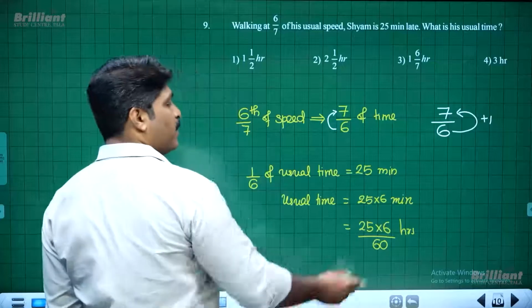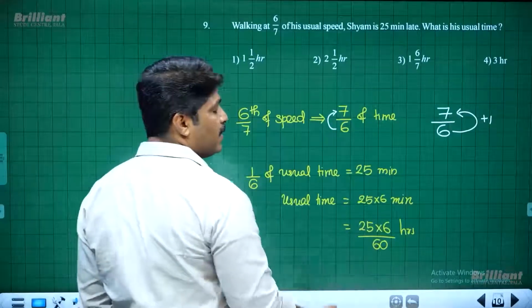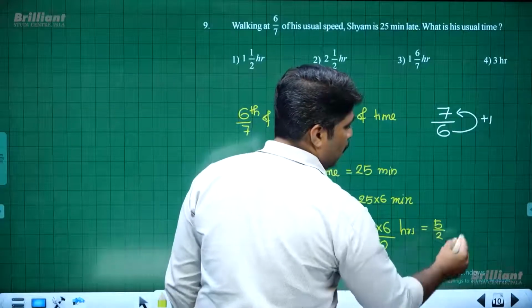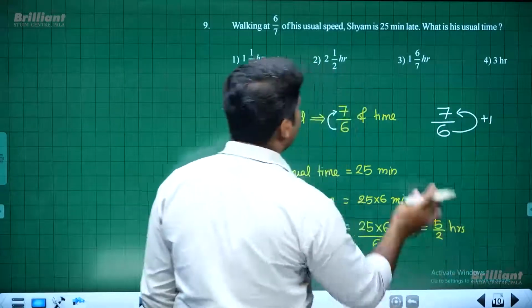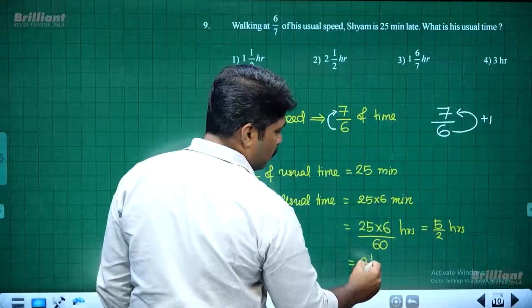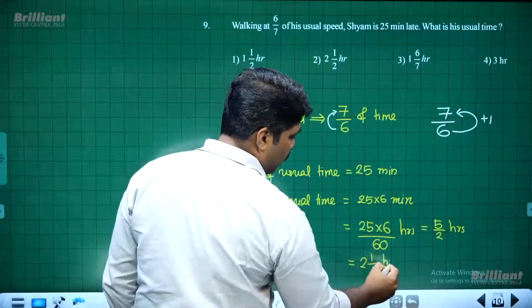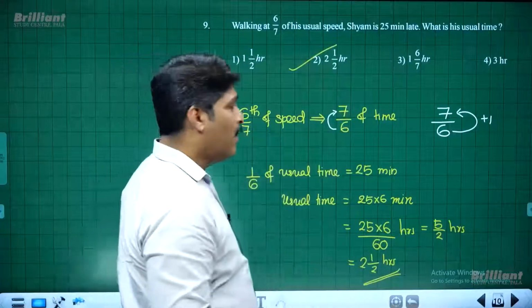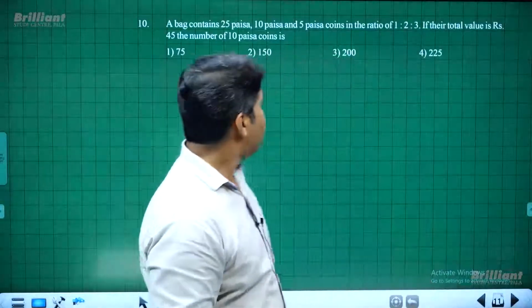Observing this, 25 by 10, which is equal to 5/2 hours. How can we express 5/2? That's equal to 2.5, so 2.5 hours. So the answer is option 2. Okay, then let's move to the next question.